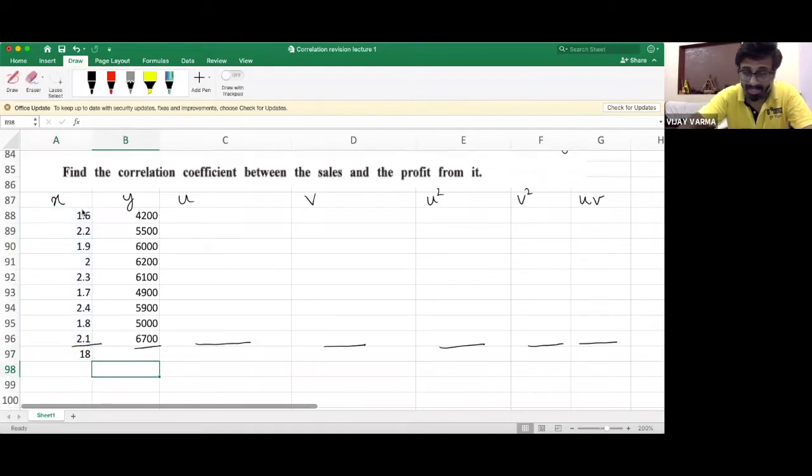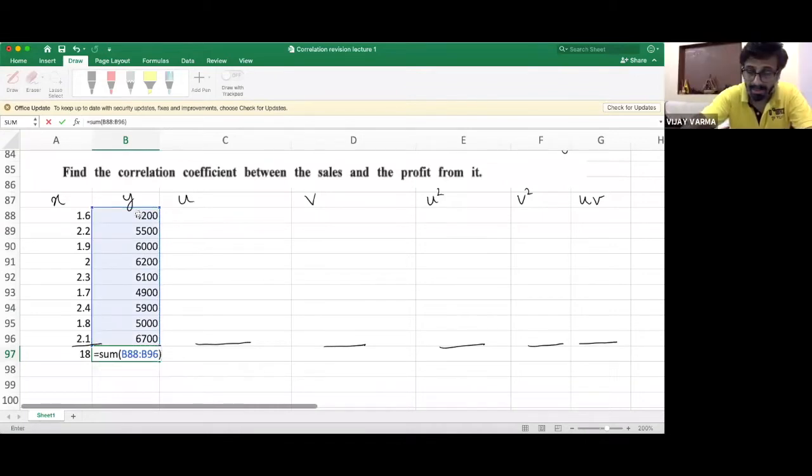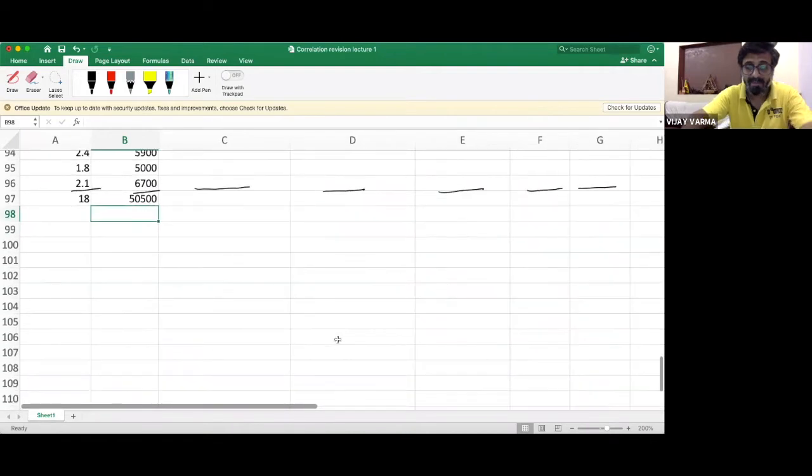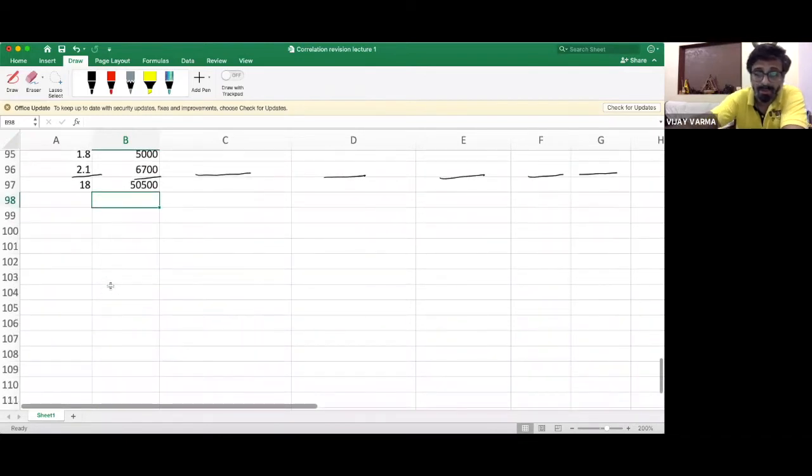Total of x is 18, and total of y is 50,500. Now we find x bar and y bar. First of all, you can see how many values are there: 1, 2, 3, 4, 5, 6, 7, 8, 9. So 9 values are there. So first we find out x bar and y bar.